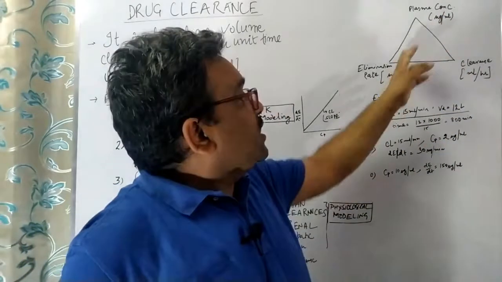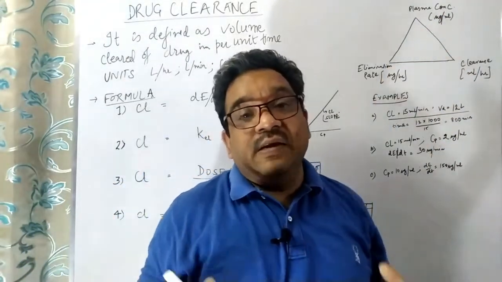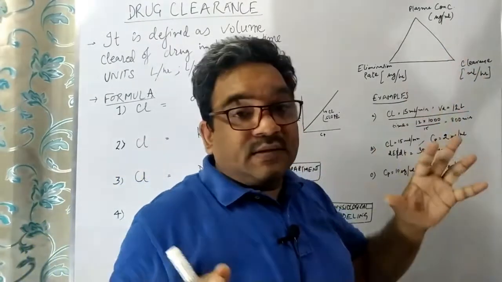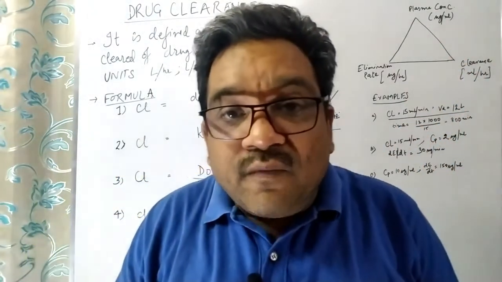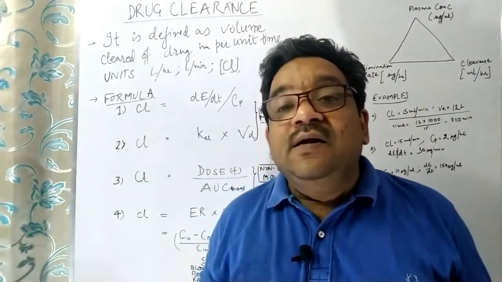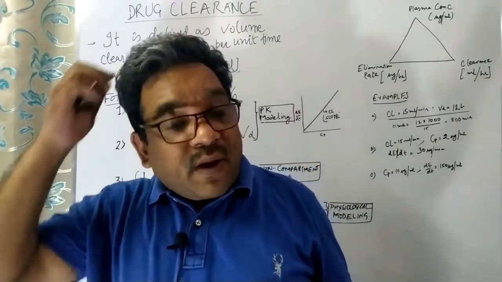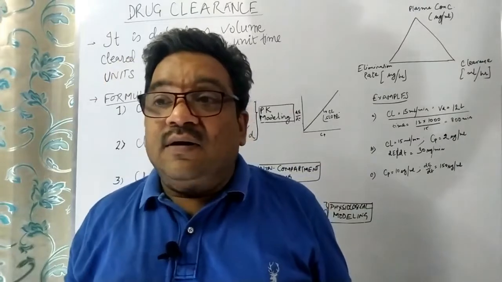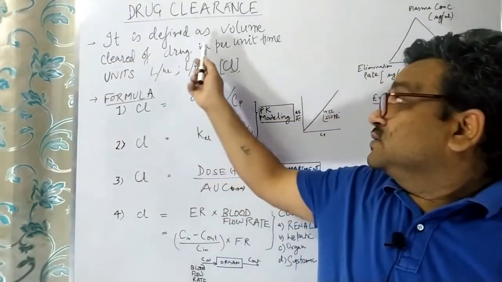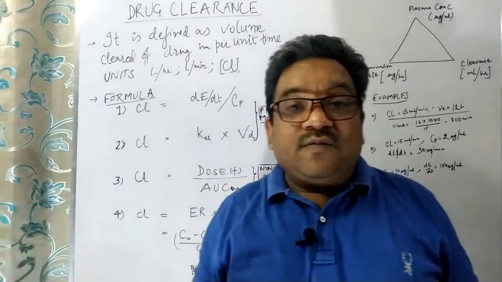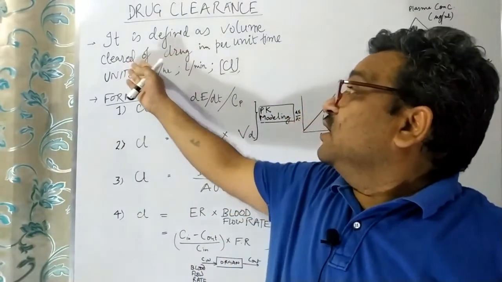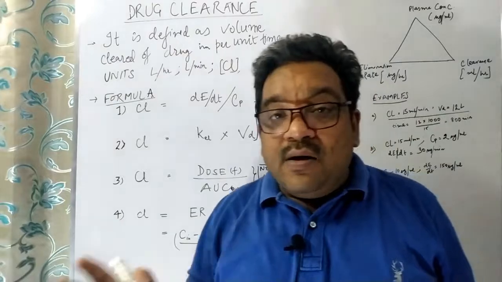So basically in pharmacokinetics we need one more parameter, which tells how much volume of the body is free from the drug. That is why we need an important pharmacokinetic parameter called drug clearance. We can define drug clearance as the volume of the body, or any specific volume, which gets cleared of the drug per unit time.